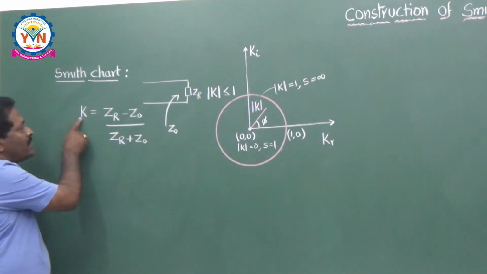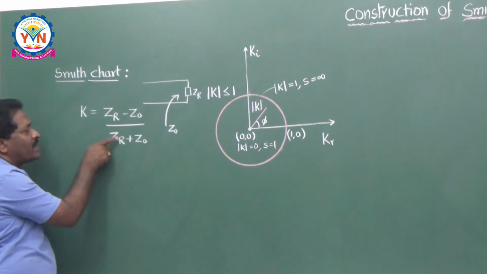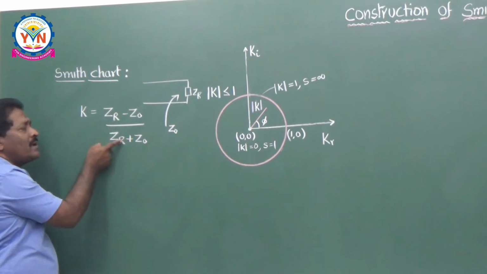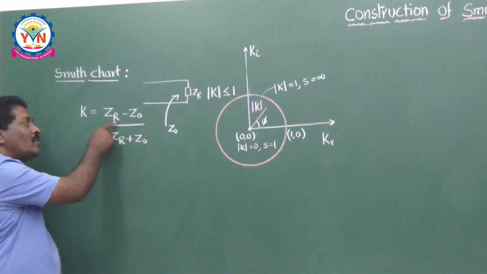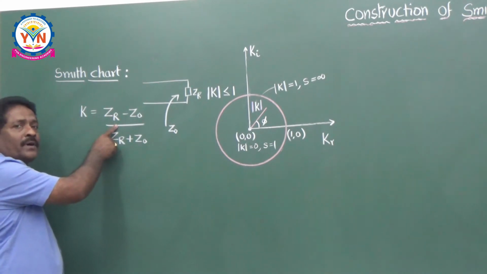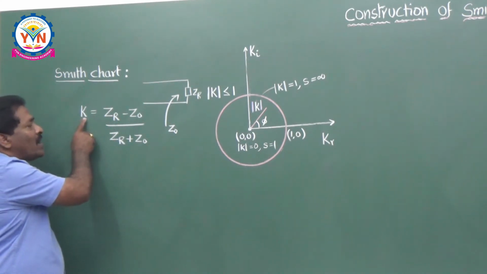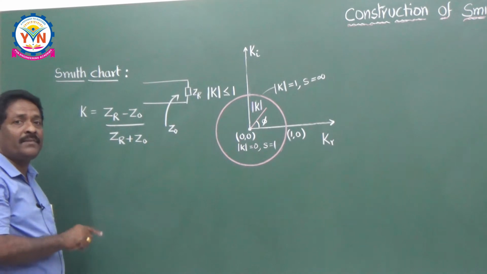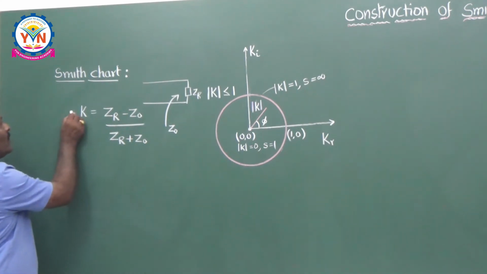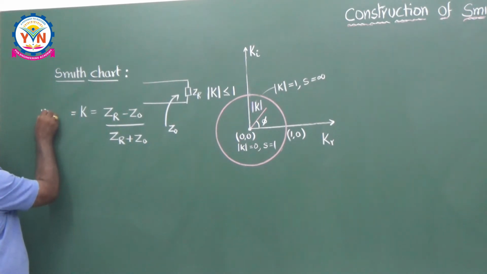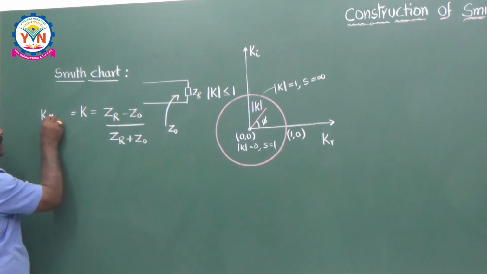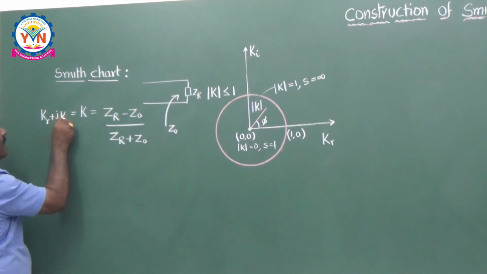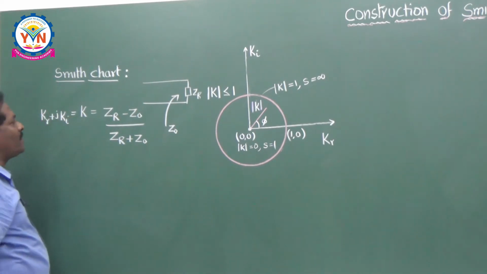As K is the ratio of impedances, and impedance may be complex, having both real part as well as imaginary part, that's why K is also not a real number. It is a complex number having both real part as well as imaginary part: Kr + j Ki. This is the reflection coefficient K.